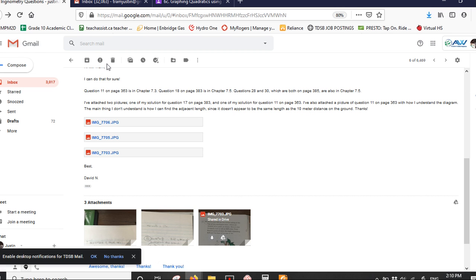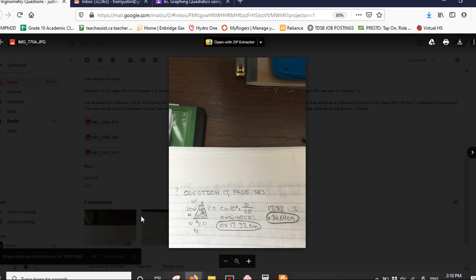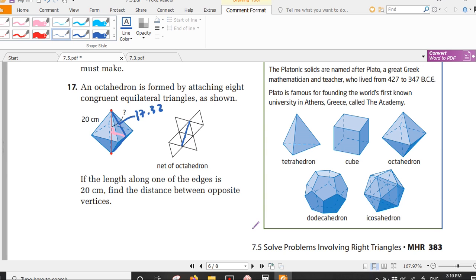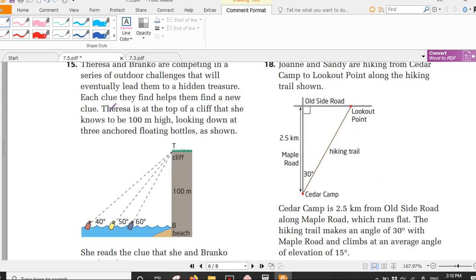In fact, I still have it on. 17.32. And this pink line is exactly halfway through the square that's formed in the middle. Now we know the square is also 20 by 20 by 20 by 20, right? Which means this would be 10. So now using Pythagoras, 17.3 squared minus 10 squared, and the square root of that, you would get this length. And then whatever that length is, multiply that by 2, and you would get the same answer the textbook gave you. Okay? So just a minor oversight.